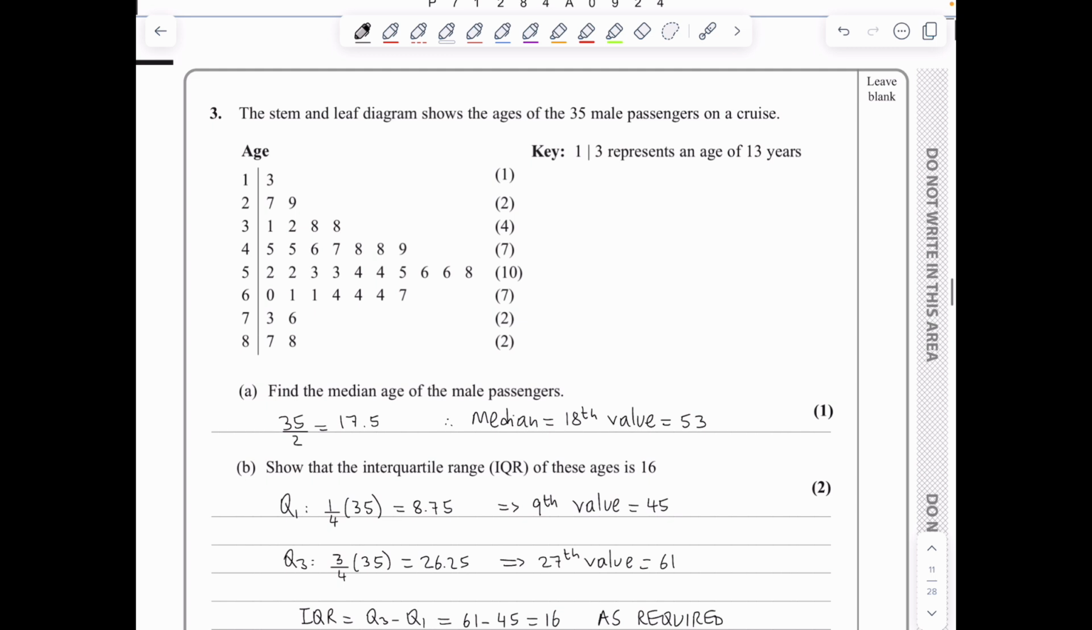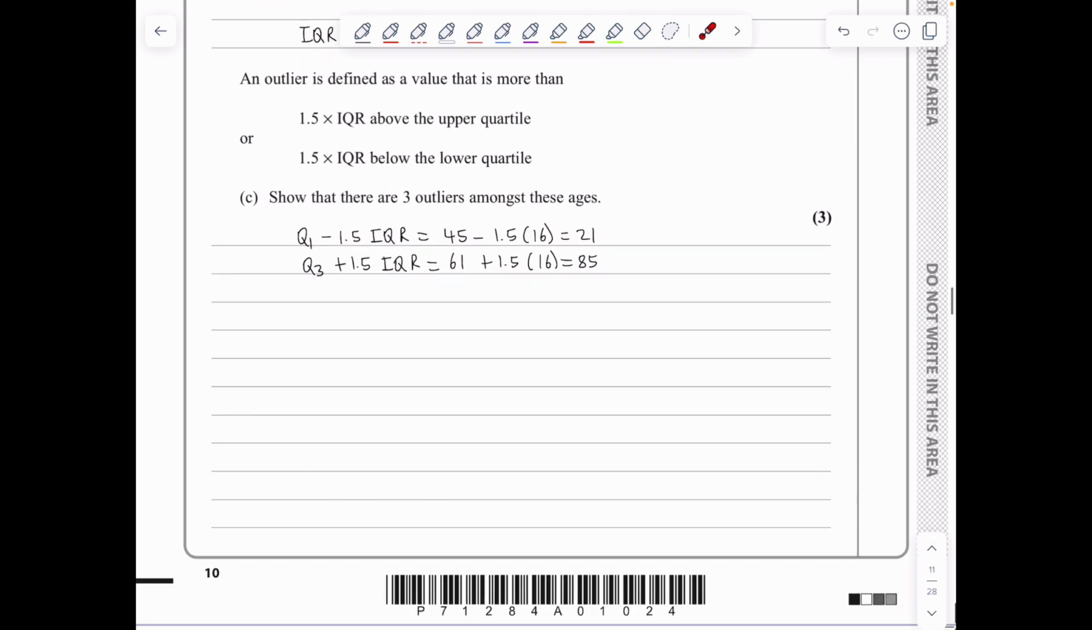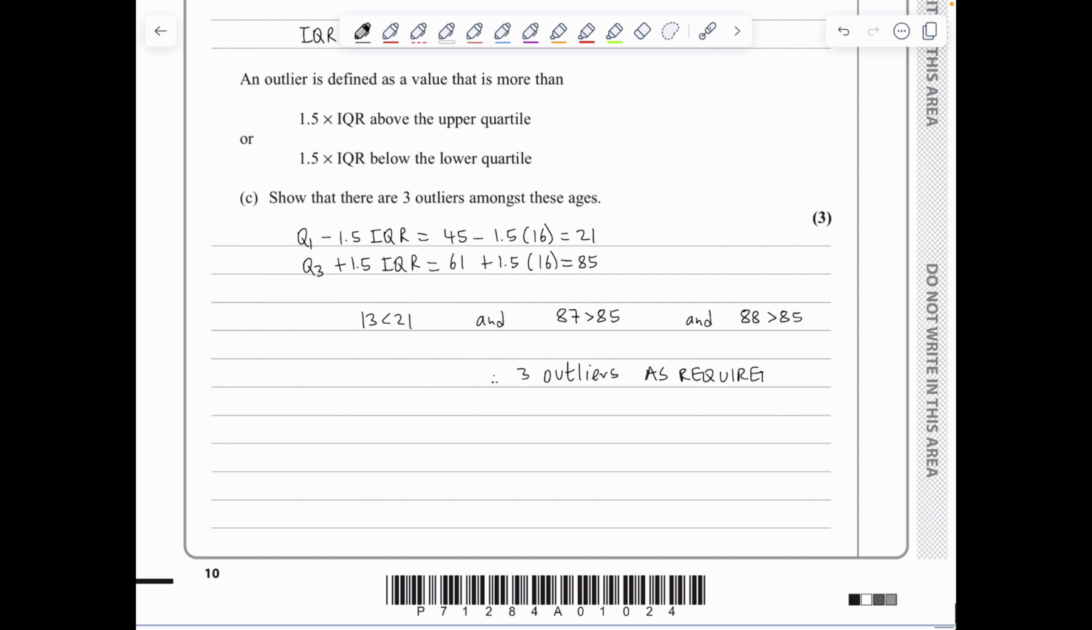Going quickly to my stem and leaf diagram, I can see that the 13, the 87, and the 88 are all beyond the limits, and therefore I can simply say that 13 is less than 21, and 87 is greater than 85, and 88 is greater than 85, which means we've got 3 outliers as required.